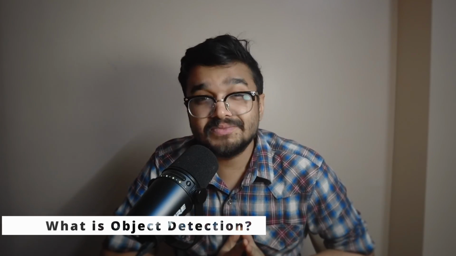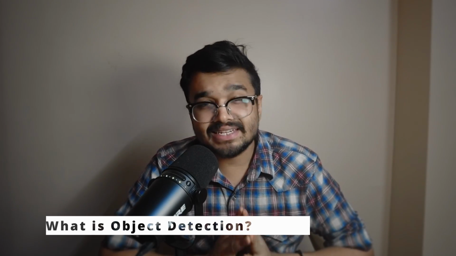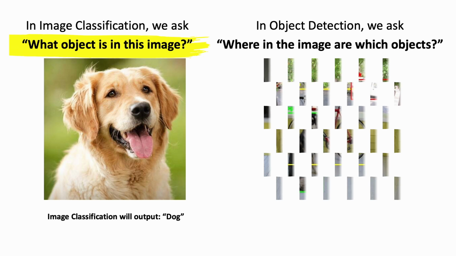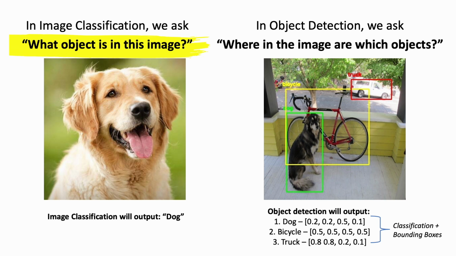First up, what is object detection? Simply put, it's a technique used in computer vision to identify and locate objects within an image or a video. You must have heard about image classification, which asks the model what is in an image. Object detection takes this problem one step further by asking the model to draw a bounding box around each detected object and label it. So it answers the question, where in the image are which objects?